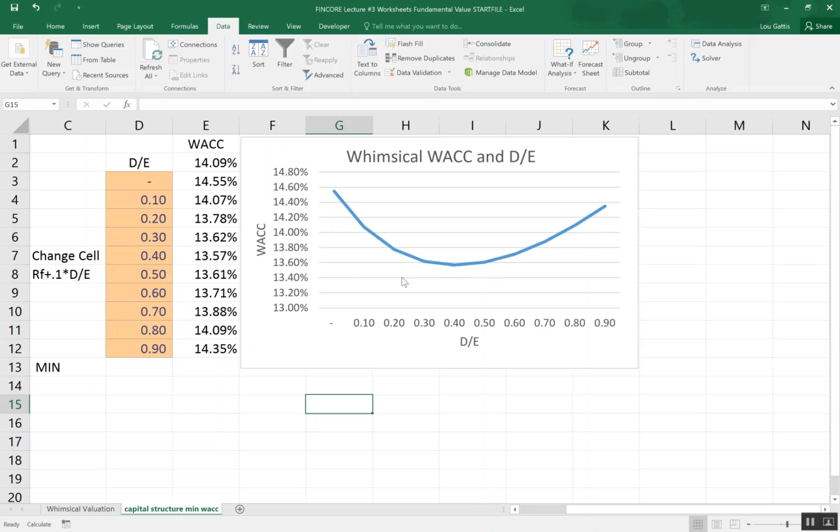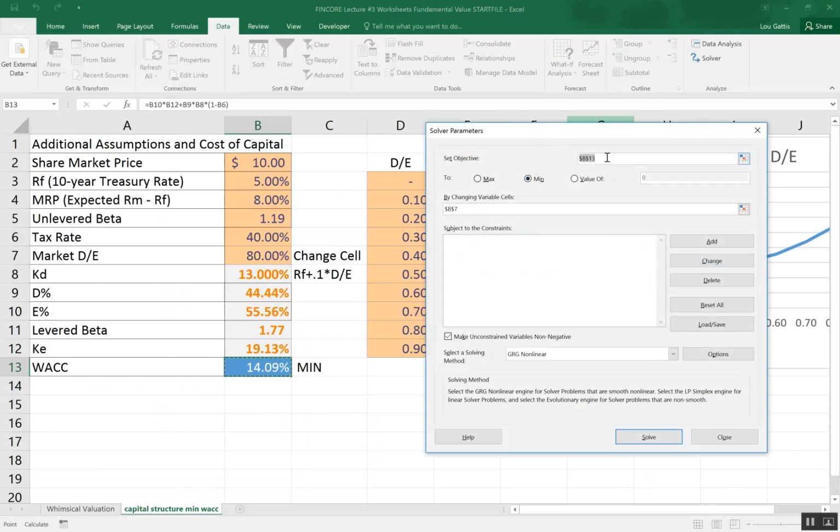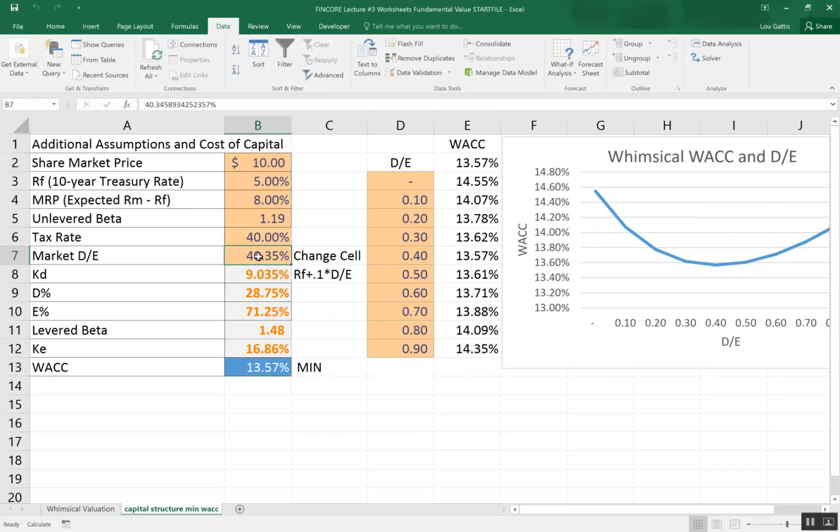Now, every firm is going to have an optimal D/E ratio based on how risky their firm is and their basic business risk. This firm has an optimal D/E of about 0.4. So we can do that optimization one more time. Solver, minimize WACC by changing D/E. And it looks like it was a D/E of 0.4, which means using 28% debt and 71% equity in financing.